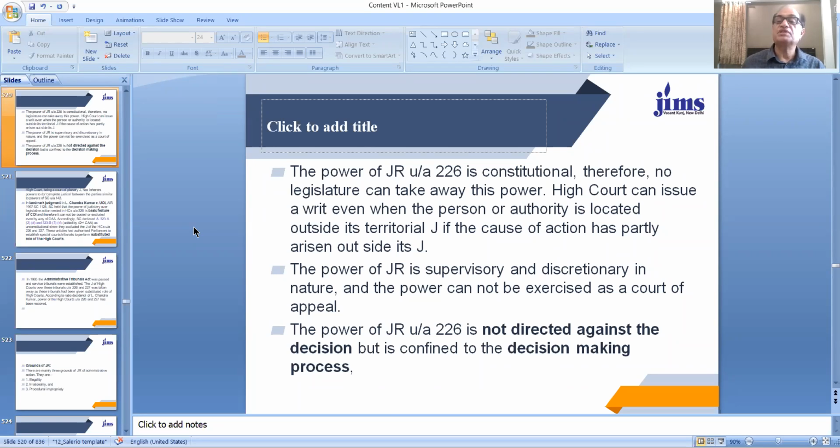The power of judicial review under Article 226 is not directed against the decision. No, but it is confined to the decision-making process. The court, while judicially reviewing the matter, will see whether the lower authority has followed the decision-making process prescribed by law or not. If not, then the action of the government will be struck down.